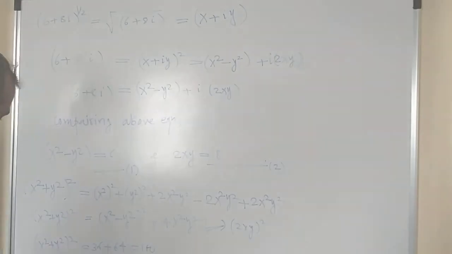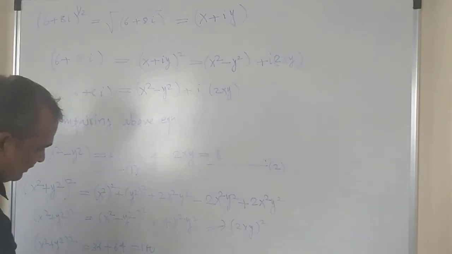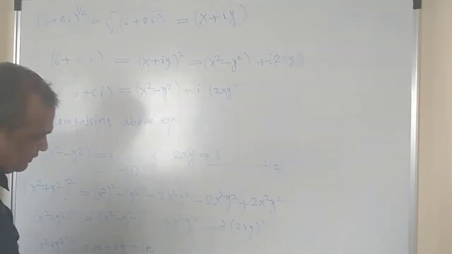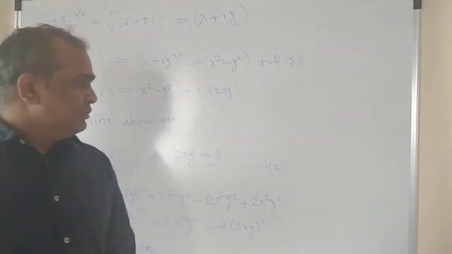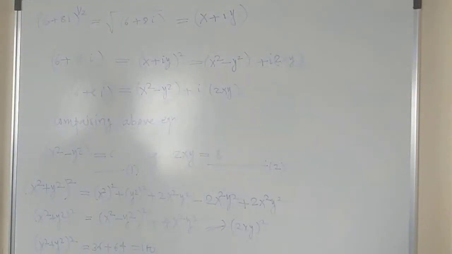So you will get this is equals to 100. It means that the value of x square plus y square is equals to 10. Let us indicate this with equation number 3. So we got the value of x square plus y square is equals to 10. Now observe equation number 1 and 3.